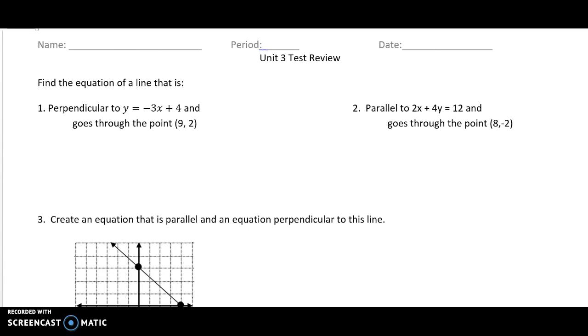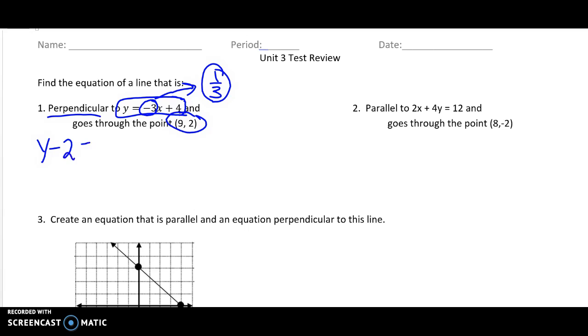On number 1, we want to find the equation of a line that is perpendicular to this equation and goes through this point. I know it's perpendicular to this equation, so I know what the slope has to be. This line has a slope of -3. Perpendicular has to have a slope that is the opposite reciprocal. Positive 1/3 is my slope. I also know a point that it goes through, (9, 2). So I'm going to use the point-slope formula.